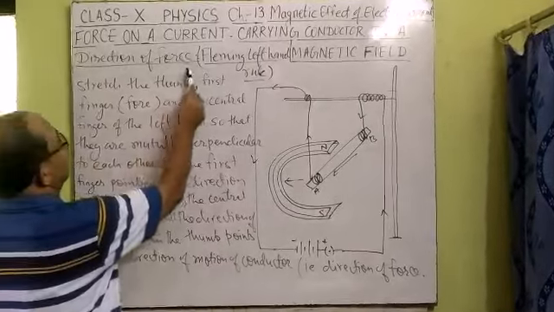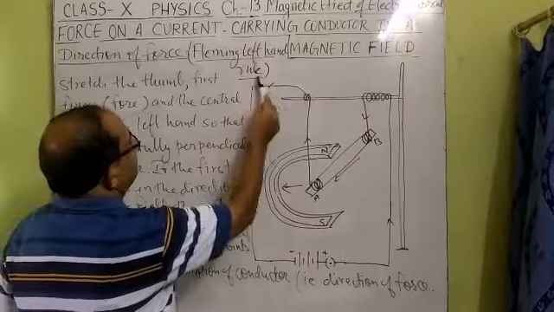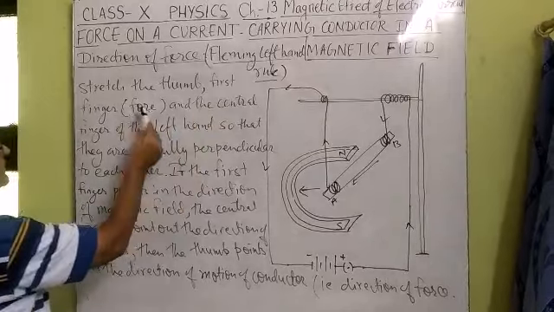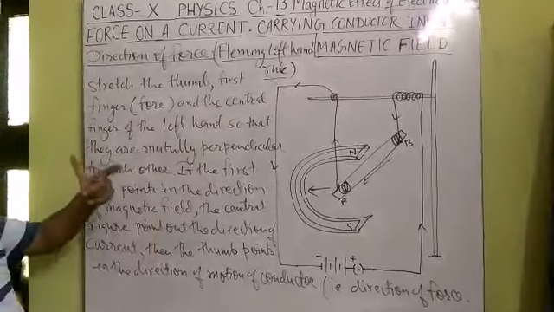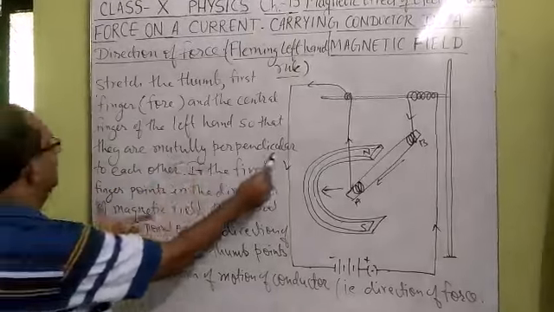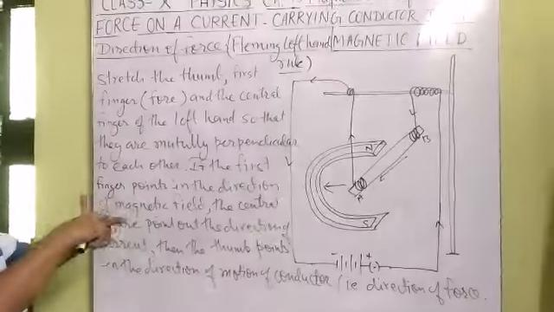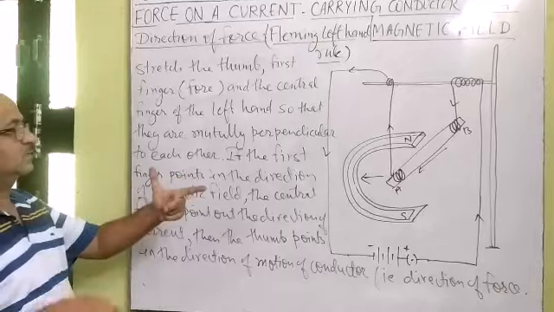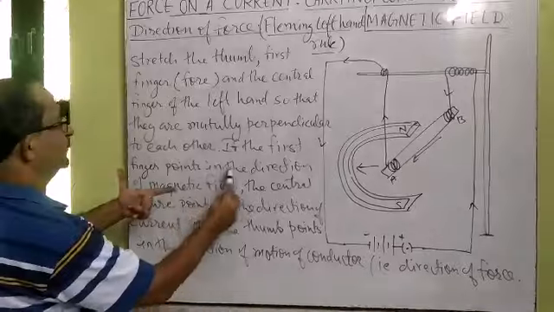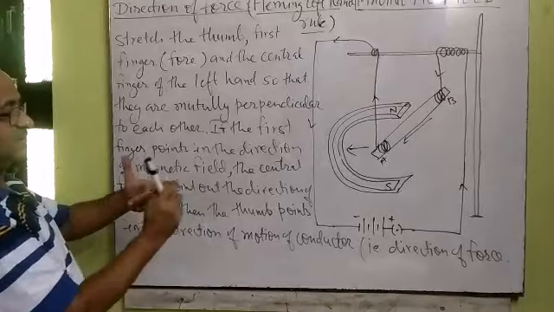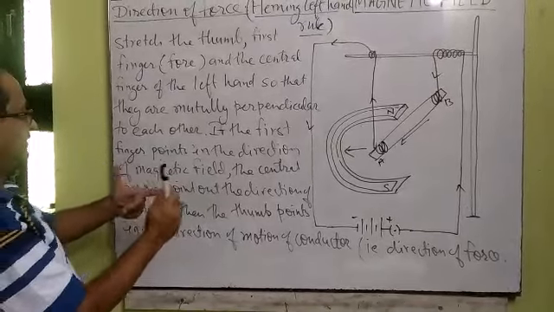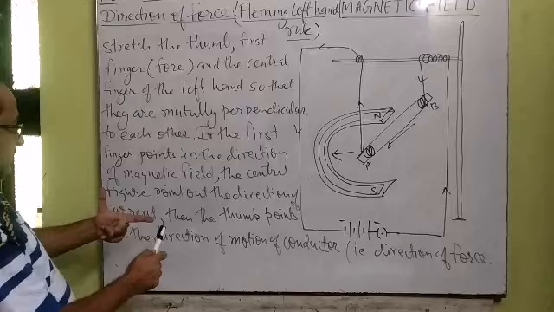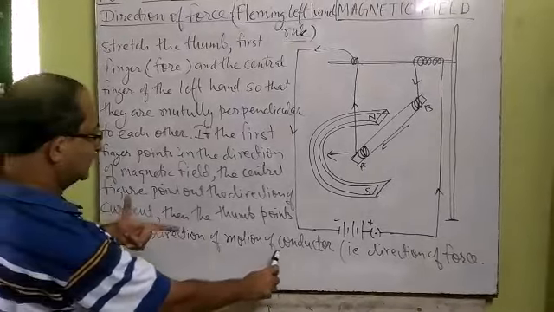The direction of force can be found by Fleming left hand rule. According to Fleming left hand rule, stretch the thumb, first finger, that is forefinger, and the central finger of your left hand so that they are mutually perpendicular to each other. This is the thumb, this is the forefinger, and middle finger. If the forefinger points out the direction of magnetic field, and the central finger points out the direction of current, then the thumb points out the direction of motion of the conductor.